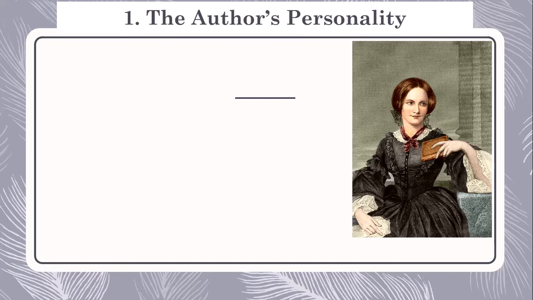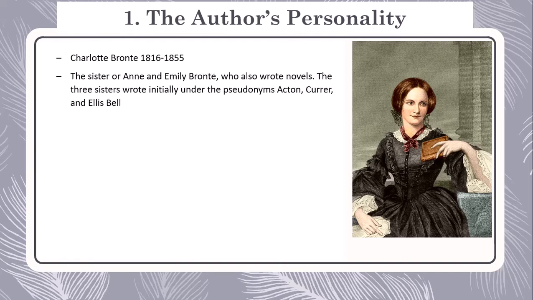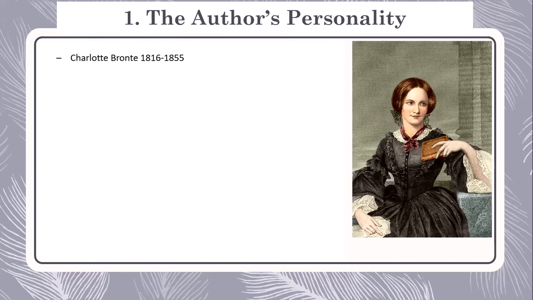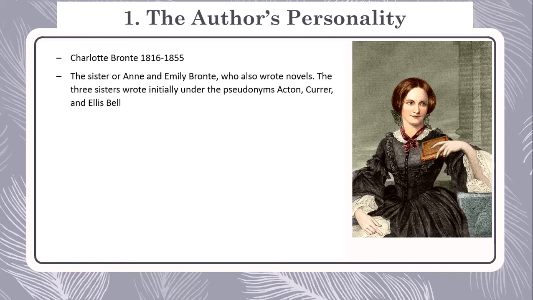There we have a picture of Charlotte Bronte. Charlotte Bronte lived from 1816 till 1855. She was the sister of Anne and Emily Bronte. I mentioned last time that they also wrote novels. So Emily Bronte's Wuthering Heights and Anne Bronte's most famous book, The Tenant of Wildfell Hall. The three sisters wrote initially under the pseudonyms of Acton, Currer, and Ellis Bell. And this led to some speculation by readers at the time that they were all one person.